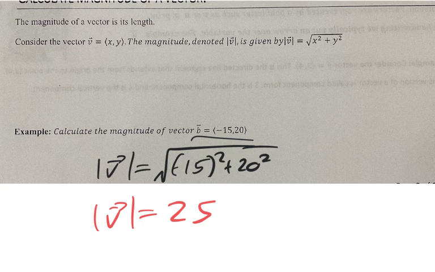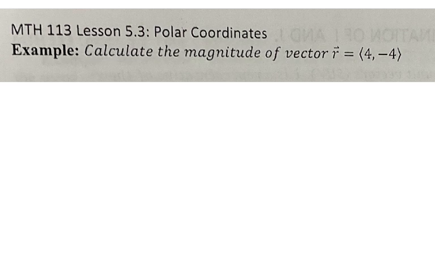3 times 5 is 15. 4 times 5 is 20, which means 5 times 5 is 25. See how those Pythagorean triples can make your math much quicker? It's a 15, 20, 25, which is just a 3, 4, 5 stretched by 5. I like that. 25.